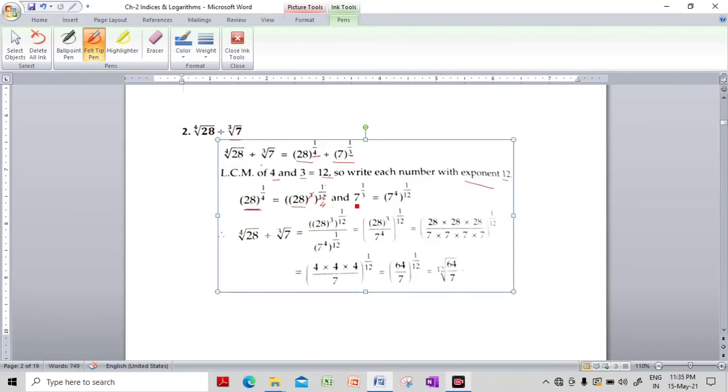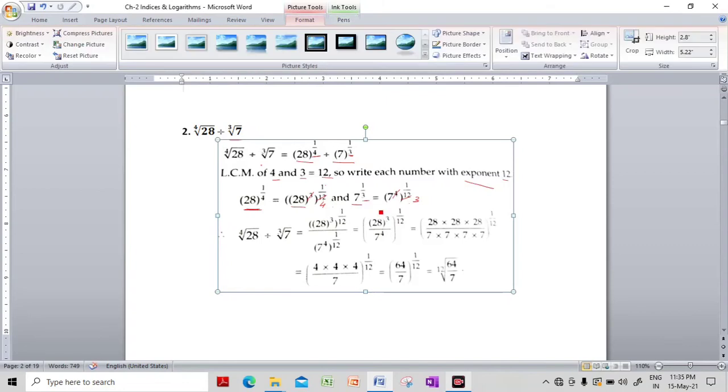Similarly, we'll do it for 7 power 1 by 3. This can be written as 7 power 4 into 1 by 12. Again here 4 and 12 can cancel, and this is 1 by 3. So again we are not making any change in our question. Now let us solve this. As these are in division, we can write them in the form of numerator and denominator. From both of these, I can take 1 by 12 as common, because 1 by 12 and 1 by 12 are the same here.